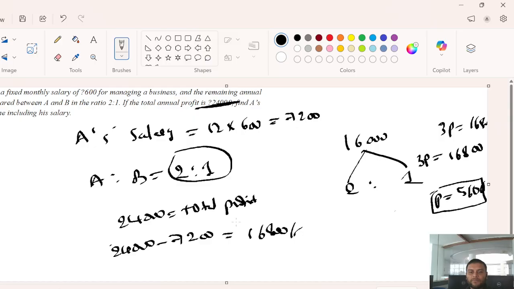So after finding one part, you can say this guy is going to have 5,600 annual profit, and this guy is going to have double of that, 11,200, double of 5,600. Right, guys? So these are the shares of those two people.